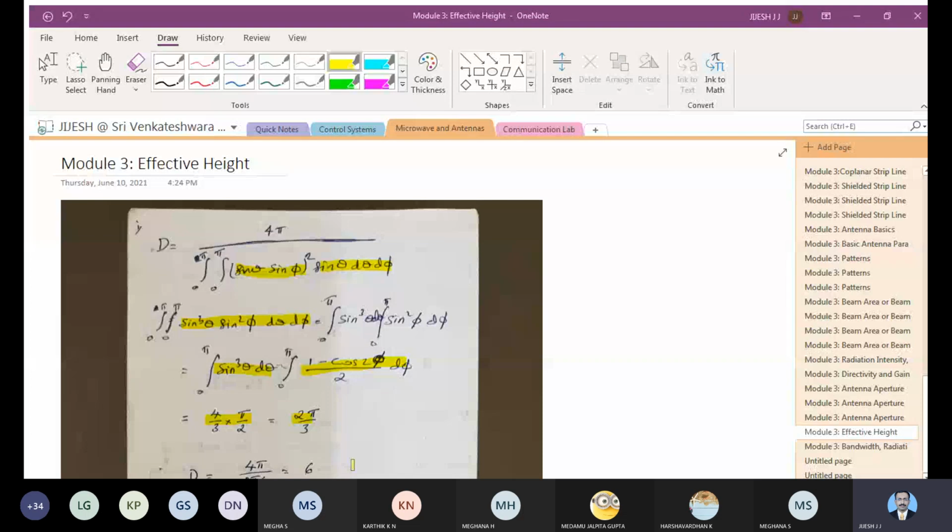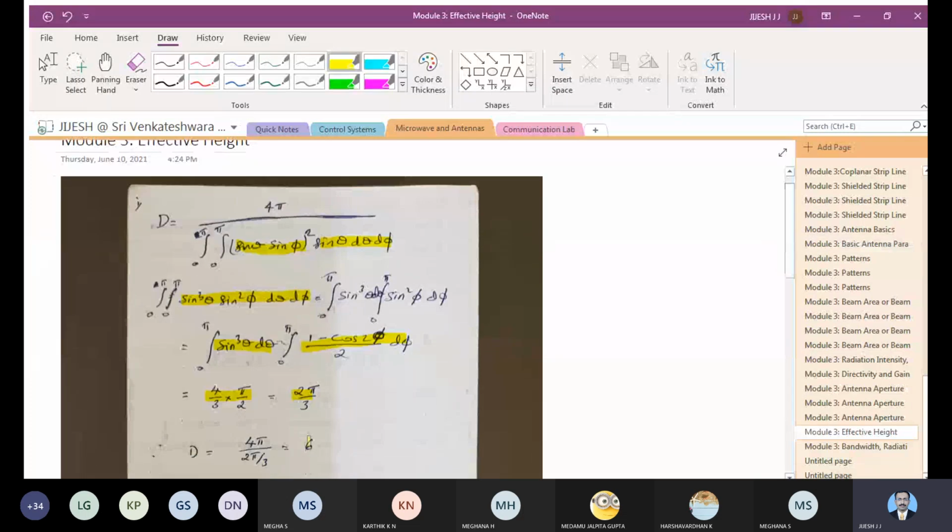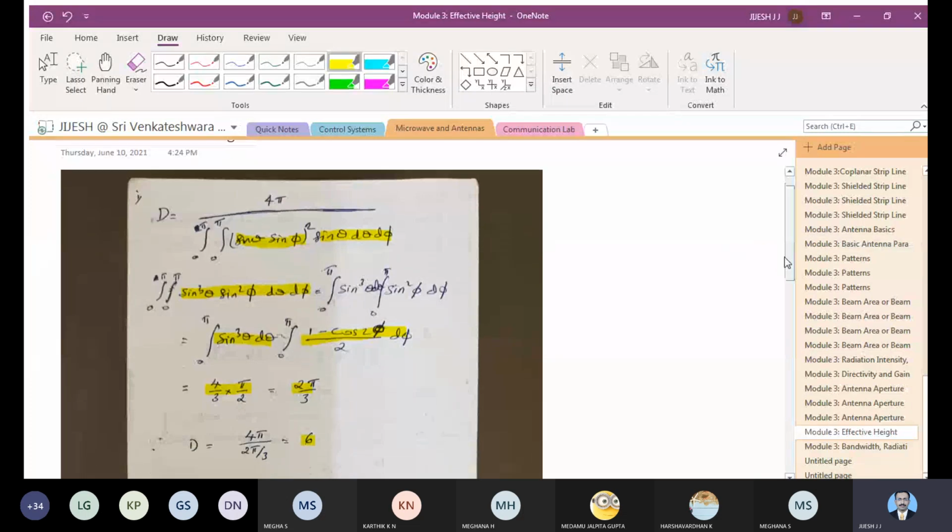Yes, sir. Okay. Once you do the integration, sine cube we have already done before, so the same method you can follow. 1 minus cos 2 phi divided by 2, when you integrate, you will get pi by 2. When you do it, you will get 2 pi by 3. So directivity, what is the equation for directivity? 4 pi by this term. So we can write it as 4 pi divided by 2 pi by 3. So 4 pi divided by 2 pi by 3 is 6. So you will get directivity as 6.